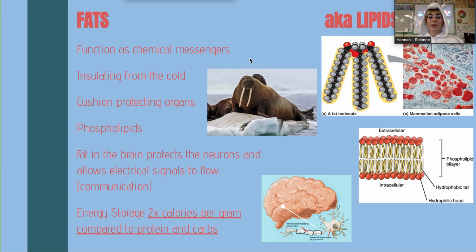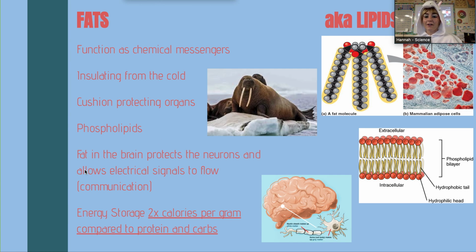So fats function as chemical messengers, which is important. That's how our cells communicate. They help insulate from the cold. So for a walrus, for example, or other big blubbery animals are going to be very well insulated from the cold because of that thick layer of extremely densely packed fat. It's like a wetsuit, keeps them nice and warm. They also help protect our organs as a cushion. That's why you have that little layer of fat over your tummy because it's protecting all of those internal organs.